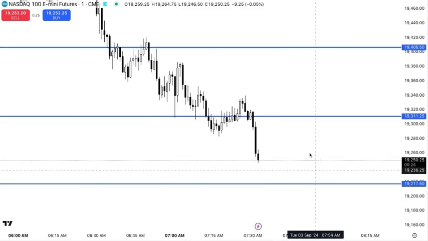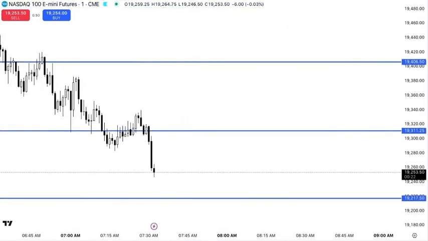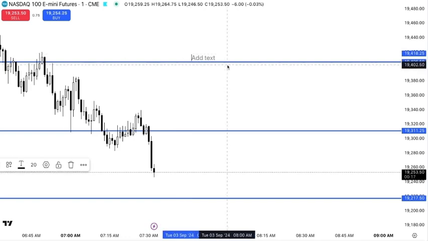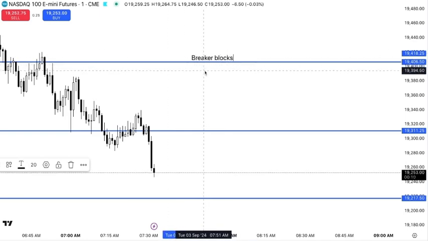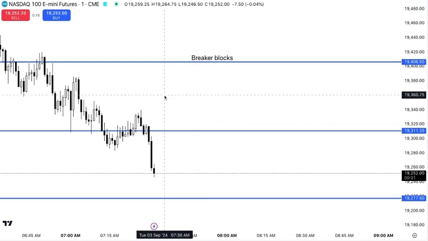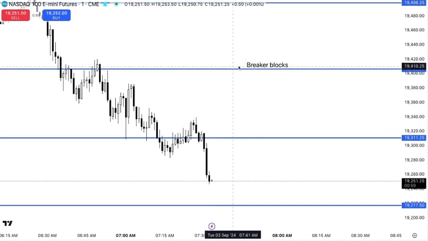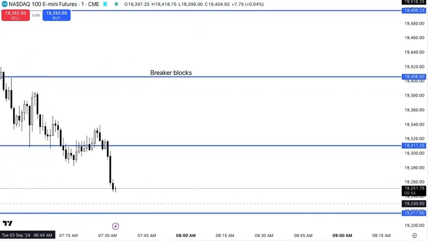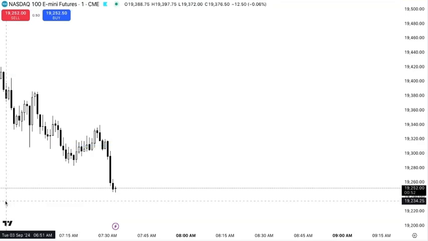Alright, so I'm going to explain to you guys what breaker blocks are. I don't use breaker blocks that much. I don't put it into my trading strategy as much. I put more of my fair value gaps and inverse fair value gaps, and sometimes, occasionally, I'll use order blocks, but you can also use breaker blocks as well. So a breaker block basically just, let me get rid of all of this.